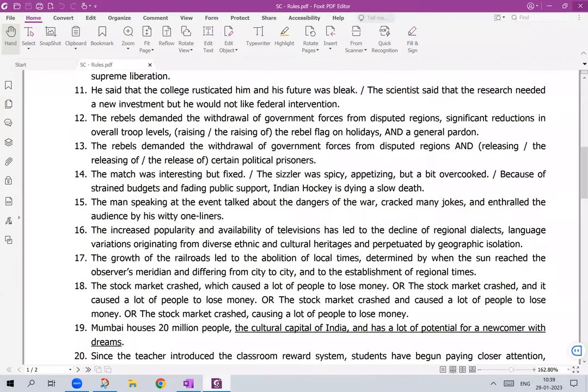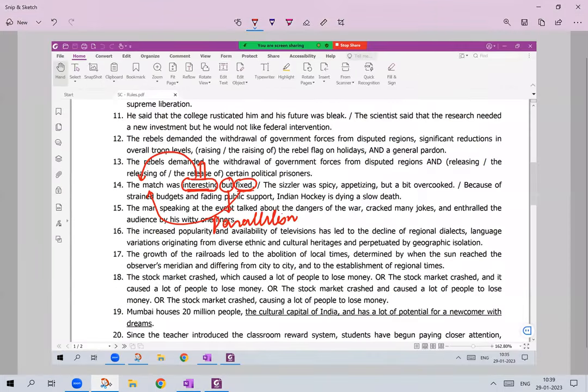So see here. It says the match was interesting but fixed. Now, interesting, what I've told you, is the ing form of an adjective. Don't get into definitions. Don't get into the naming. You don't have to understand it's a present participle adjective. If you remember, it's all fine. But if you understand this is an adjective, that's more than sufficient. So what I've told you, present participle adjectives are non-intentional. Matlab, something that's not under your control.